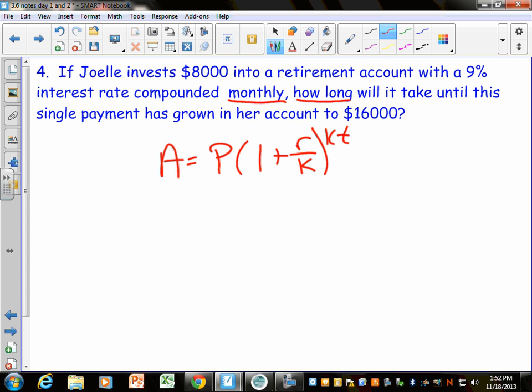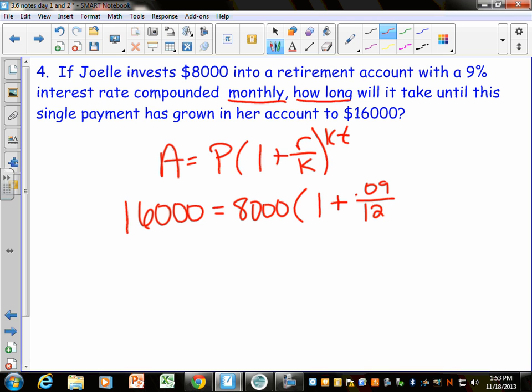A is the amount that you have at the end of the time, which is $16,000. P is what you start with, which is $8,000. R is your interest rate, which is 0.09. K is how many times it's compounded, and monthly would be 12. Still 12 up there for k, and t is what I don't know. This kind of looks bad, but it's really not that much to do. If you just take a couple steps, it looks a lot better.